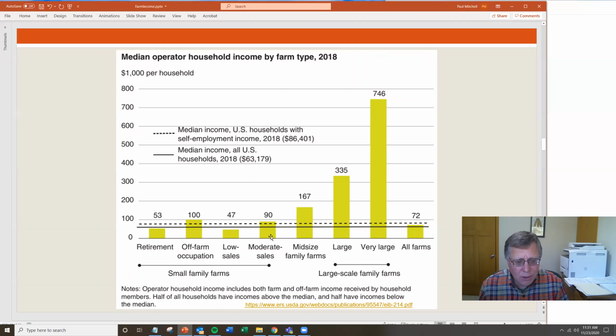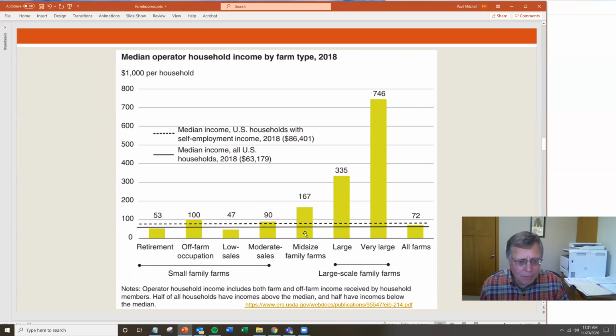Moderate sales farms are pretty close in that same category, $90,000 above the average, or right on the average, or the median, I should say. And you go up to the mid-size, large, and very large. You see some large numbers here. Household income of $746,000, $335,000, $167,000, more than double the household income in the U.S. almost here in these mid-sized family farms.